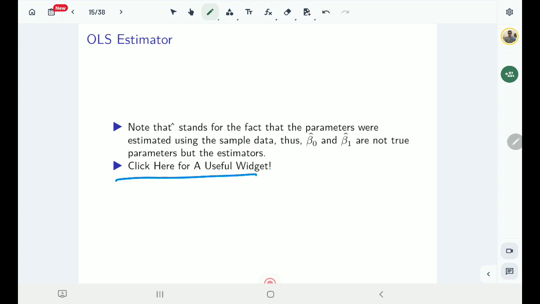Here, by the way, you have a useful widget to practice with the ordinary least squares estimators. I suggest you spend a little bit of time to play around with this thing.